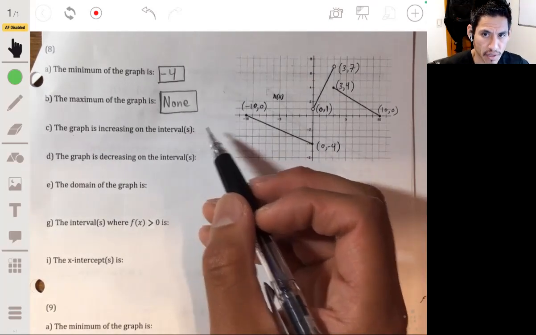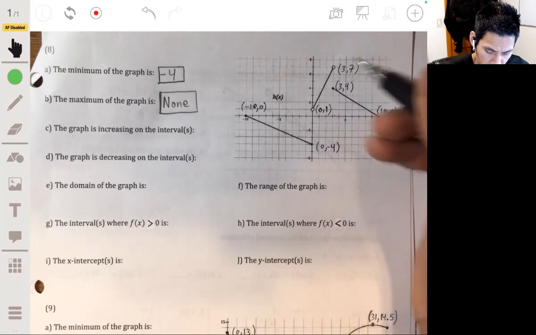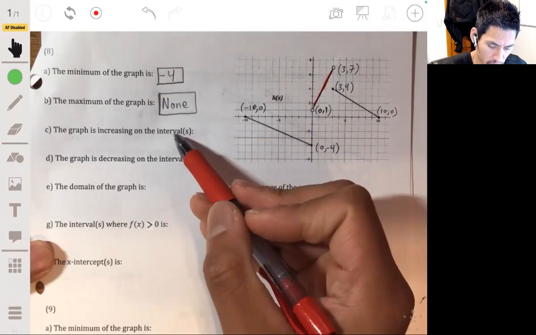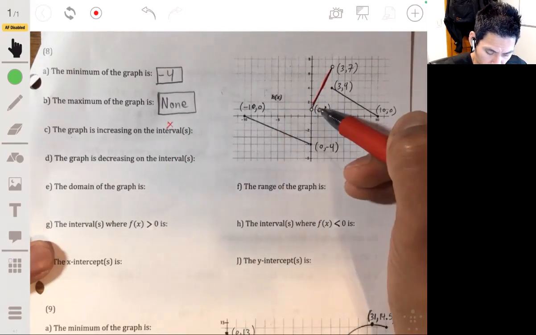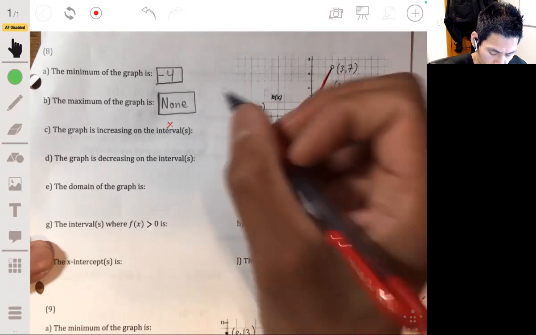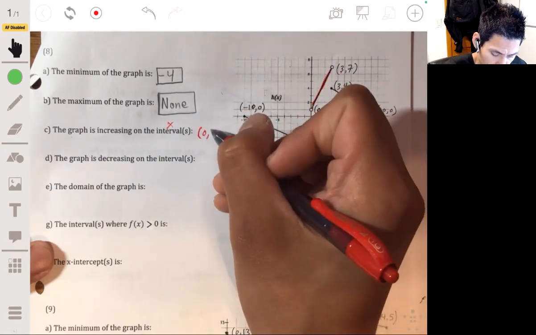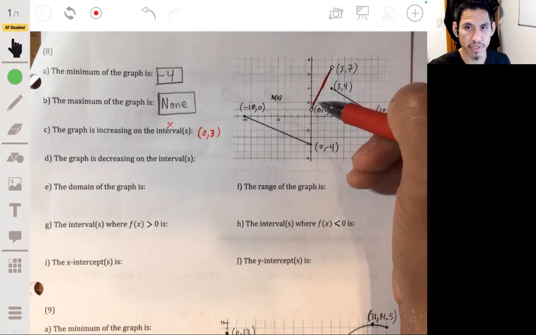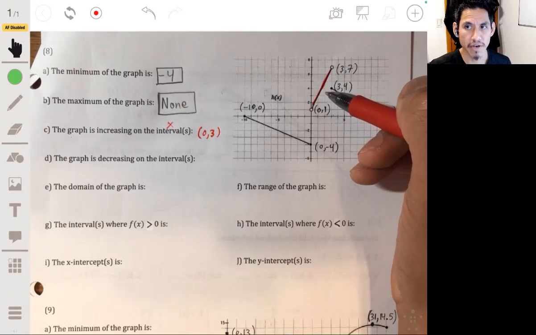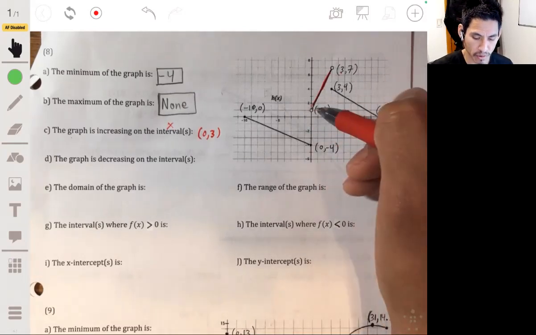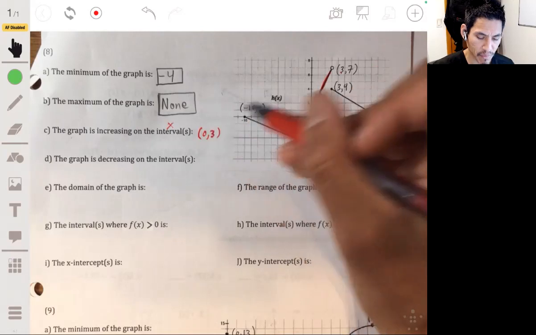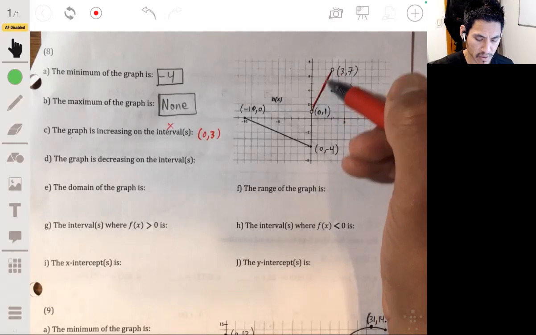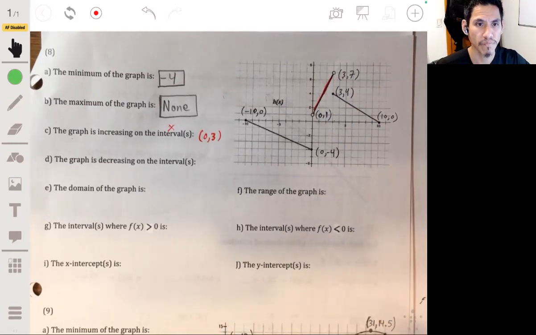The graph is increasing on the interval, it's increasing on this portion here. So remember the interval, we're talking about the x values. The x values here are from 0 to 3. We just put 0, comma 3 in parentheses. And this is why I like using parentheses, because if you have open circles there, then it doesn't matter. You don't have to worry about it because you're not including 0, 3 anyways. But if you had brackets, then you would have to adjust. So it's increasing on this interval 0, 3.